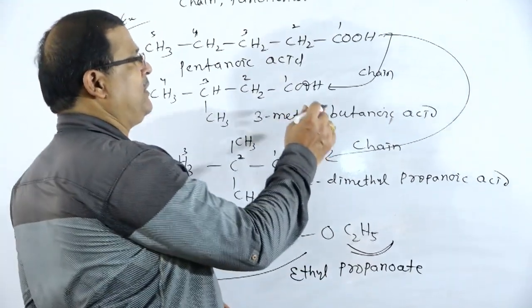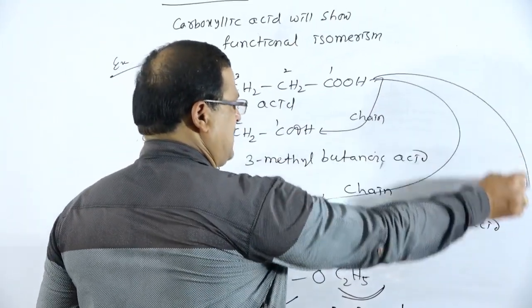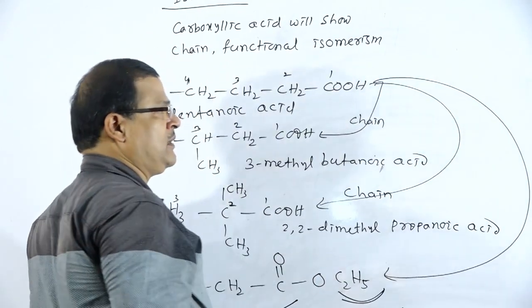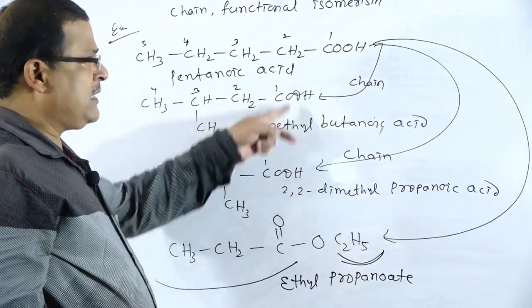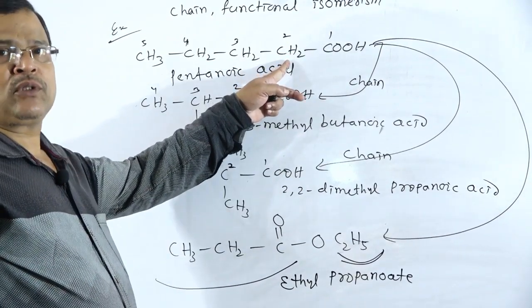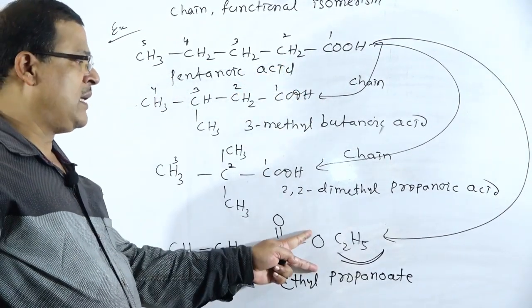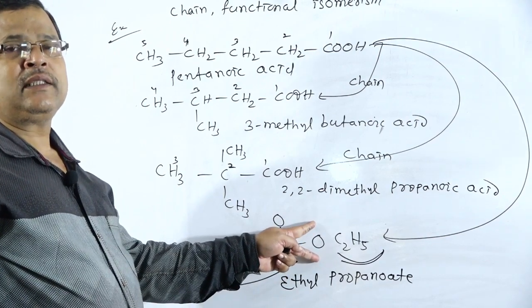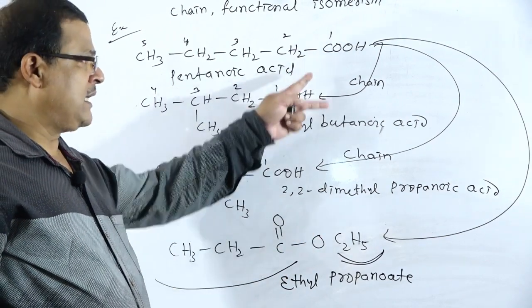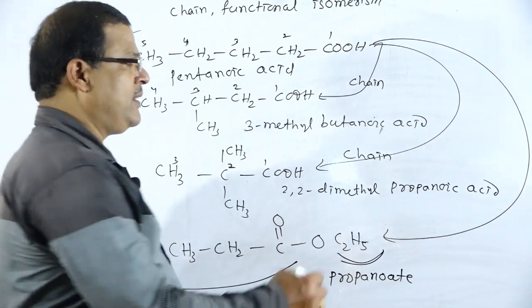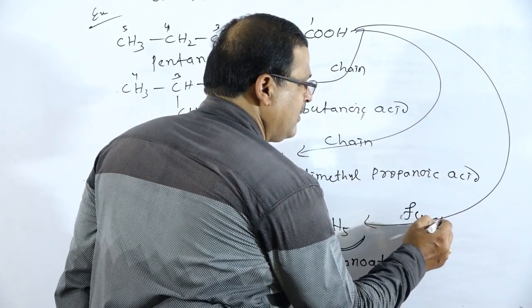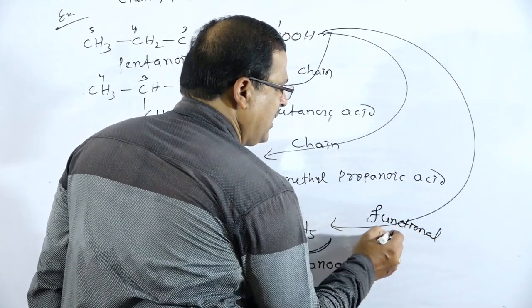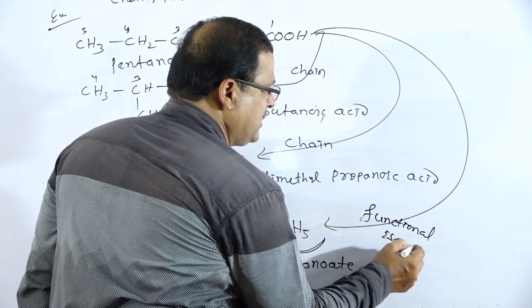So what is the relation between them? The first compound and the last one, what is the relation between these two? All these three compounds are oic acids, that is carboxylic acids, but the last one is an ester. Since there is a change of the functional group, that is the example of functional isomerism.